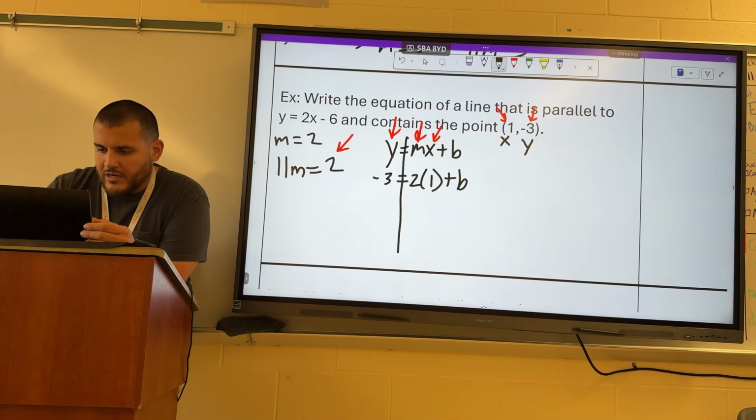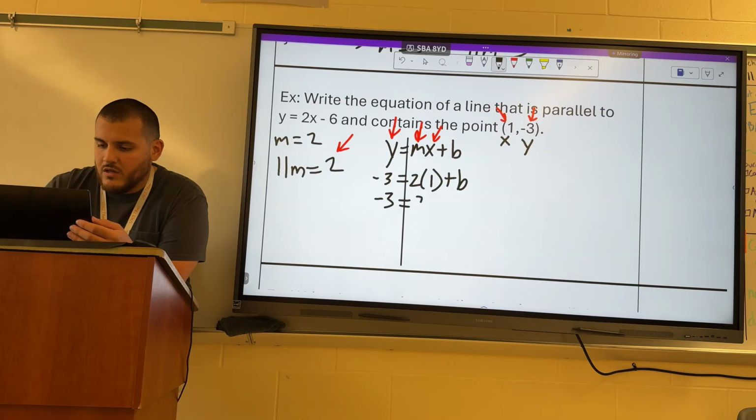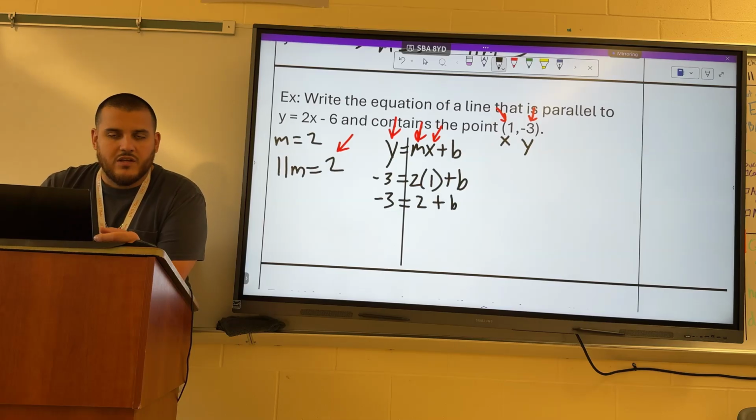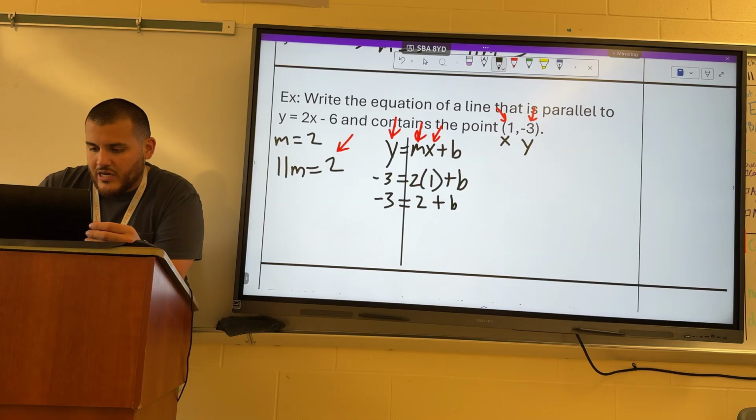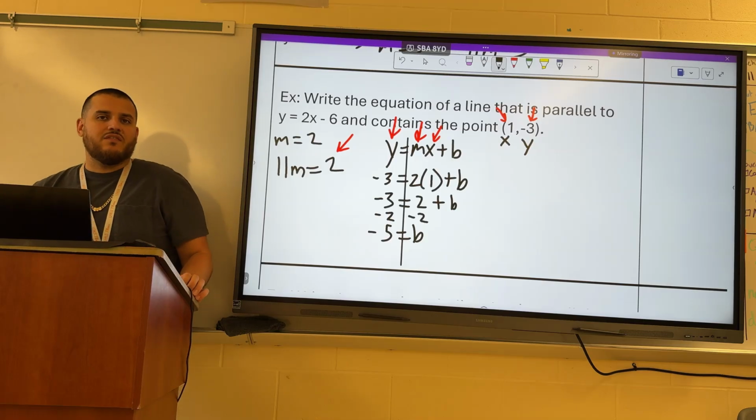All right, so we're doing our algebra now to solve for b. We have -3 on the left. We have 2 times 1, which is 2, plus b. Now we get b alone by using our subtraction property of equality. We subtract 2 on both sides, and we get a y-intercept of -5.